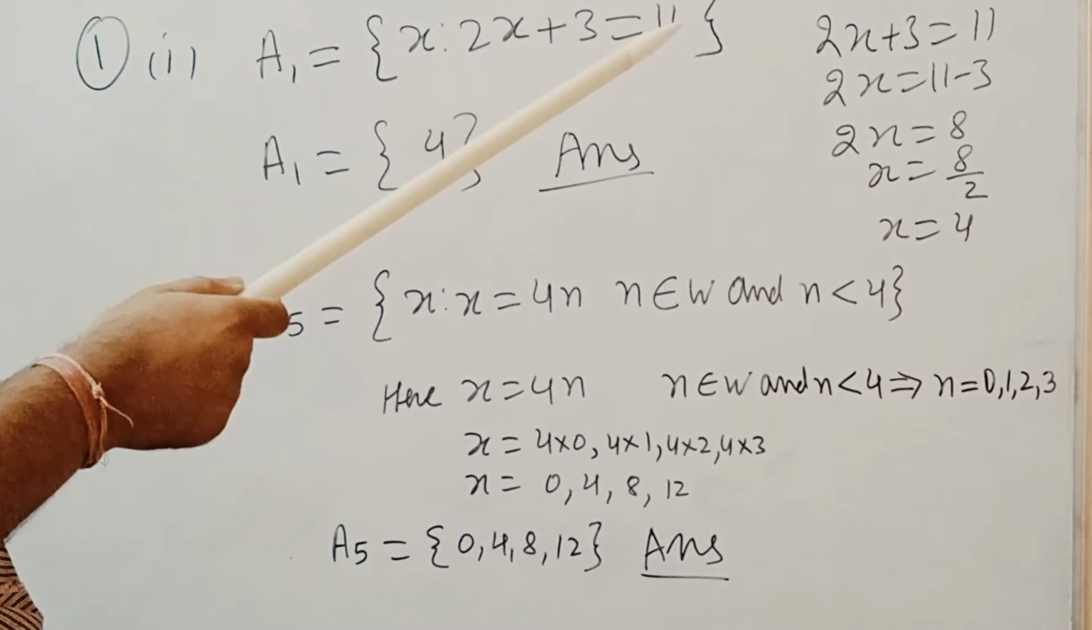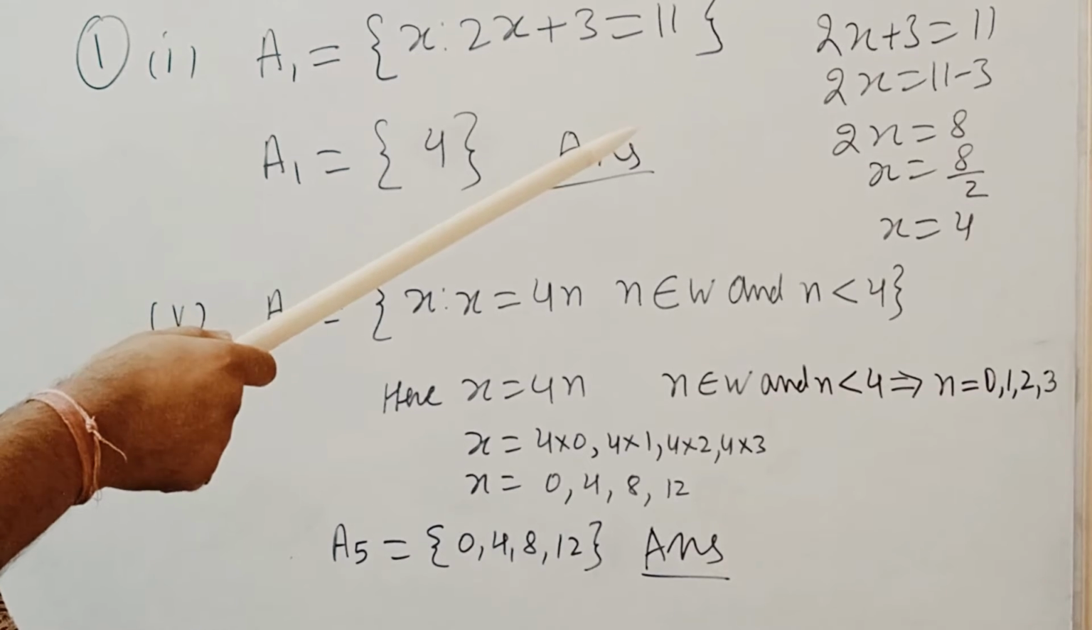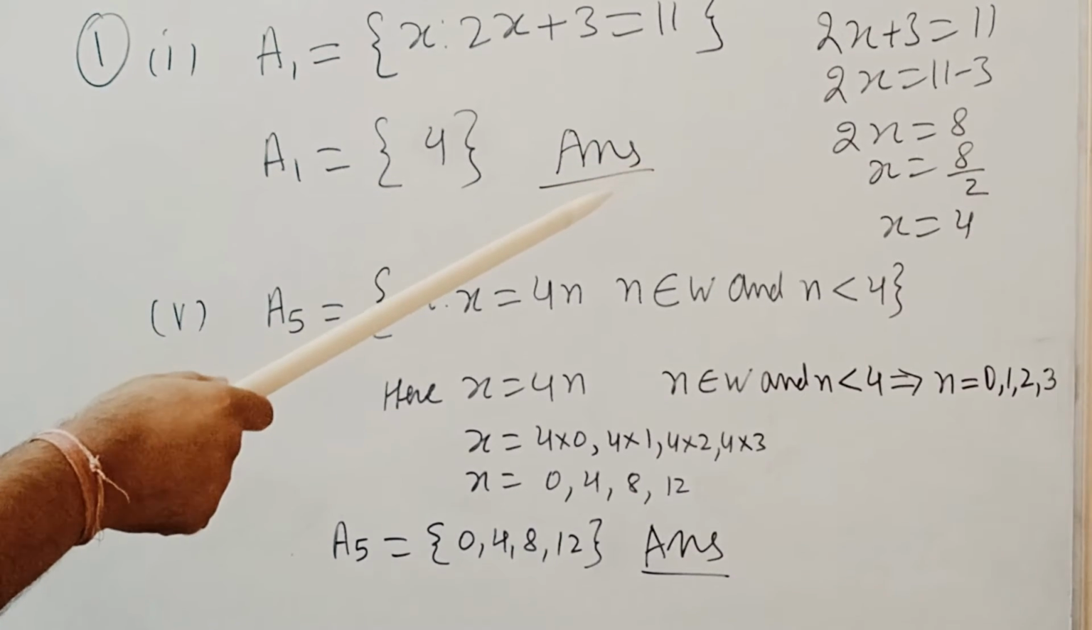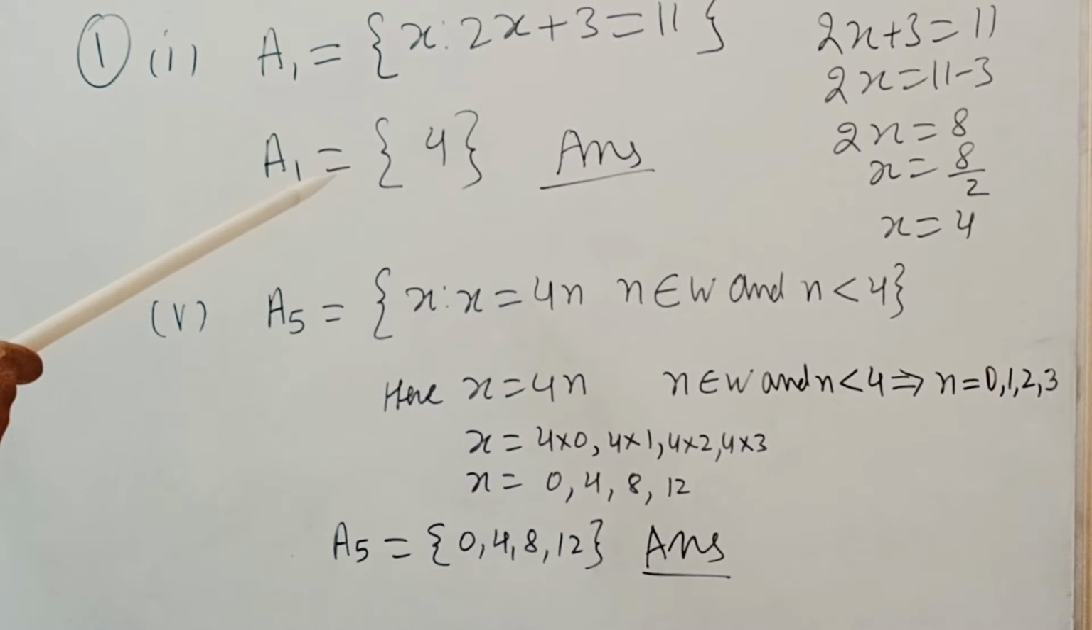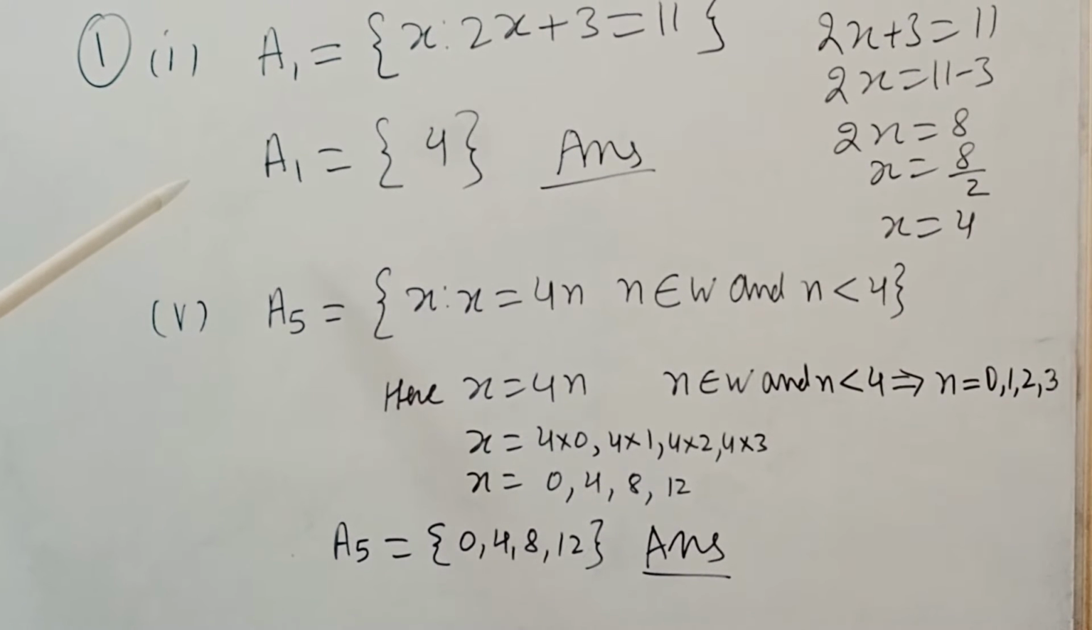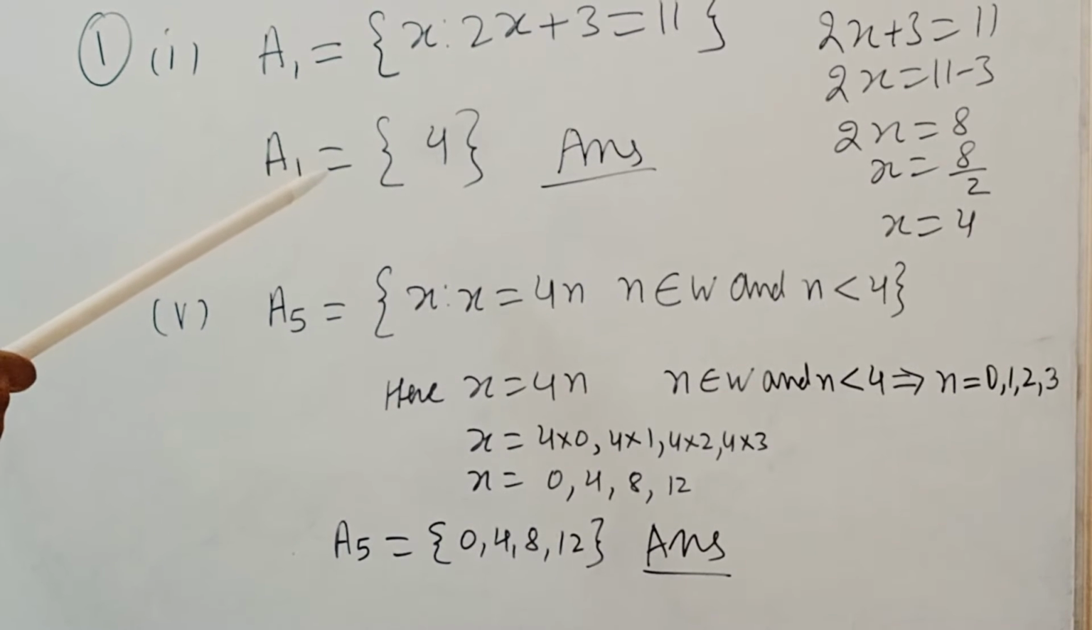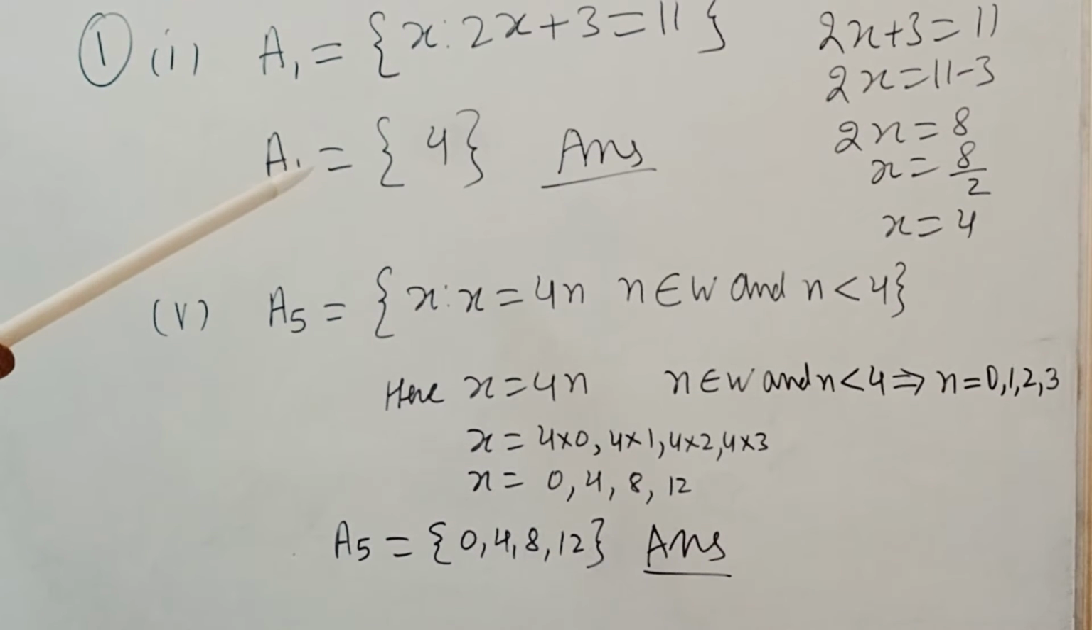That means the 3 will go on the right side, will subtract from the 11, we will get the 8. So 2x equal to 8, x equal to 8 upon 2, that is 4. So what is the value of x we get here? A1. So now we get the answer A1 equal to 4. Only one element is there in the set A, that is 4.